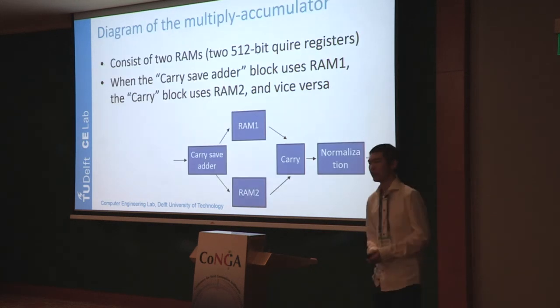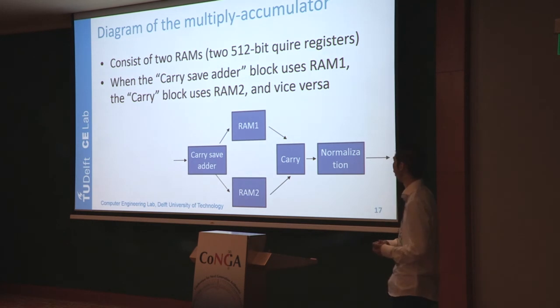Well, in order to keep a high throughput, I put 2 RAMs in the multiply-accumulator unit. Each RAM is a quire register. So this means in the multiply-accumulator there are 2 quire registers, and the carry-safe adder block and the carry block. These 2 blocks will take turns using these 2 quire registers.